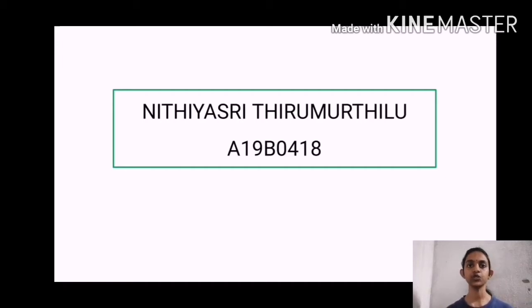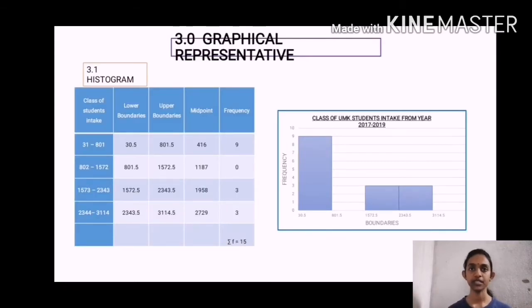19B0418. Today, I'm going to present on graphical representative. There are two types of graphs, qualitative graph and quantitative graph. In our assignment, we are going to use quantitative graph, which consists of histogram, ogive, and frequency polygon.